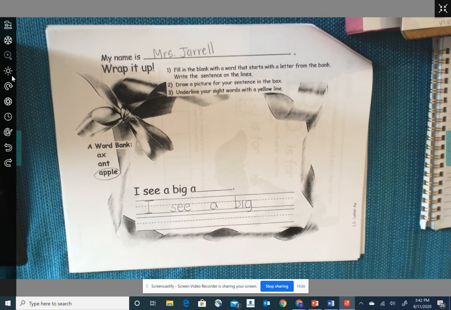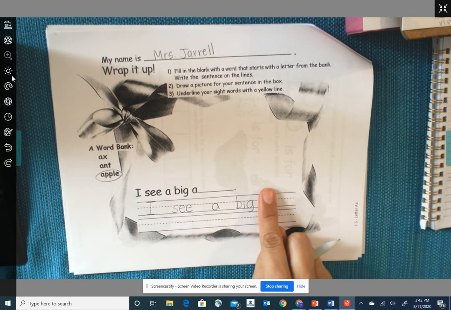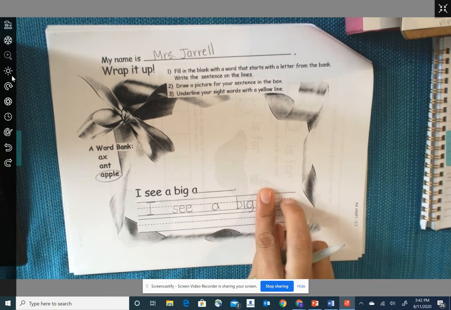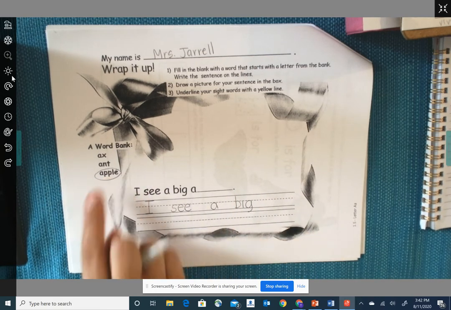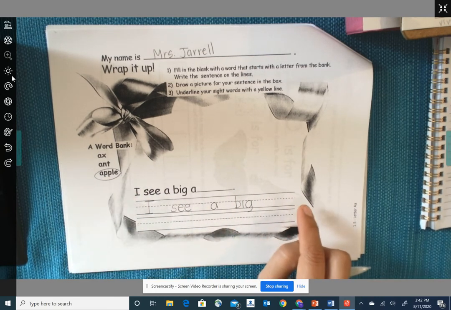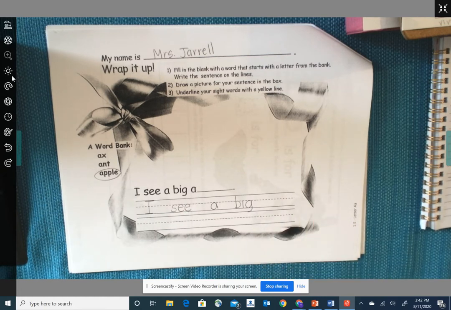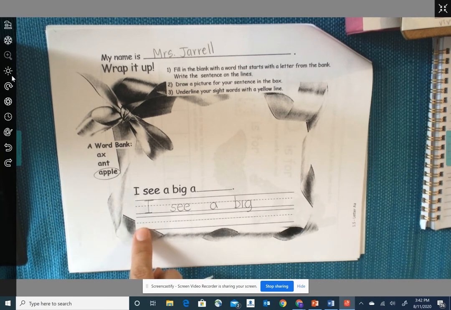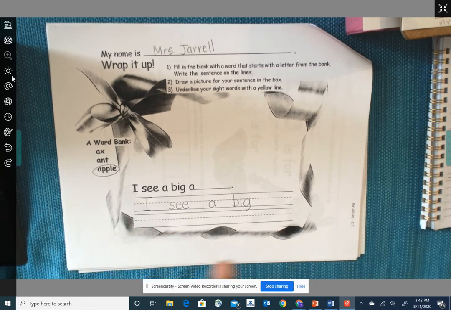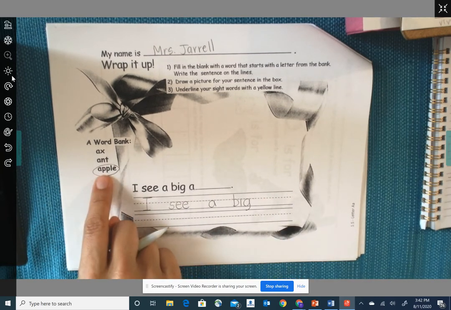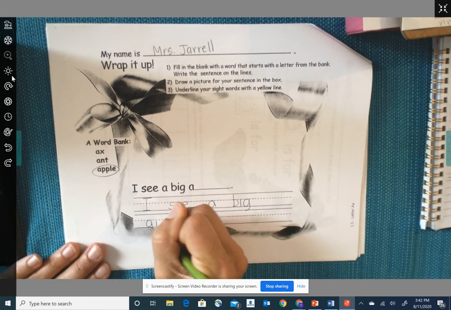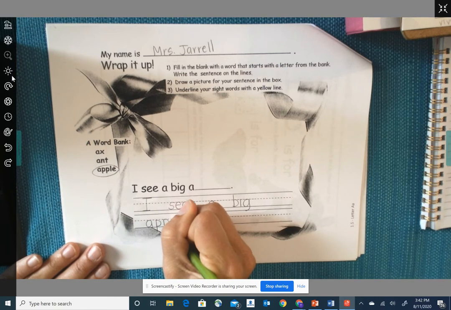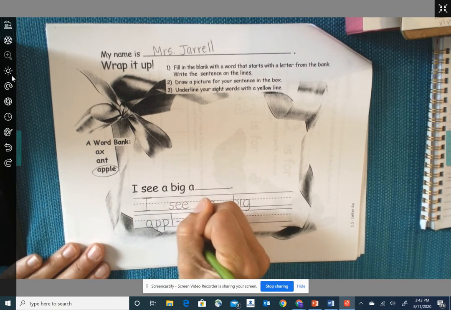Now, look right here. If I put my finger right here to make my finger space, there's not that much space for me to write my big word apple that has 5 letters. So I'm going to do something called a return sweep. Return sweep is when we stop at this line and we jump down to the next line. So return sweep, and then we can copy our word apple. A, P, P, L, E.